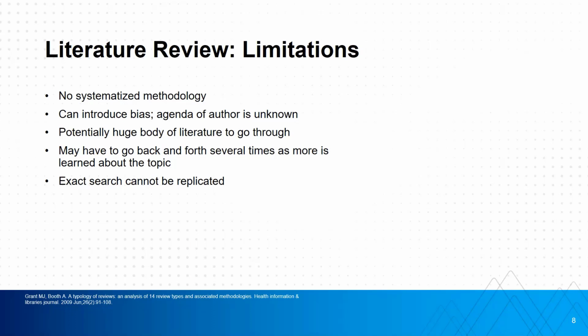Because the search strategy for literature reviews is not required to be reported, it often isn't. So if you're reading a literature review, you may not know exactly what search strategy that author or authors used. So if you want to replicate that particular paper, you may not be able to because you don't know exactly what they searched. So that's another way that literature reviews sort of have a limitation.